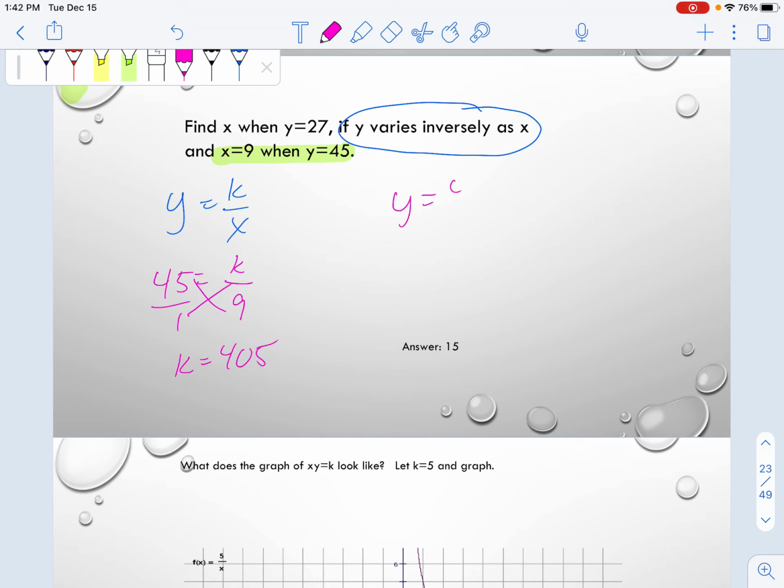So y equals 405 over x. Find x when y equals 27. So 27 equals 405 over x. We can cross multiply and solve. Get 27x equals 405 and divide by 27. And we get 15.